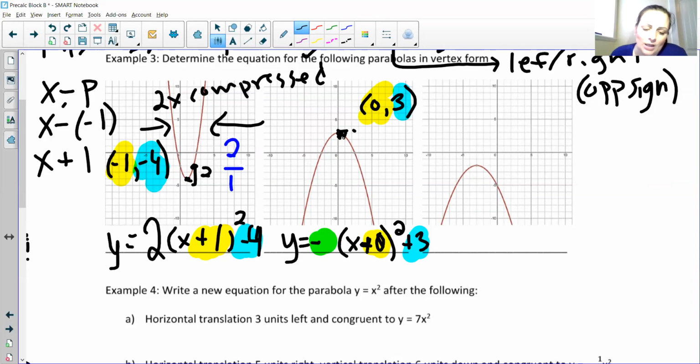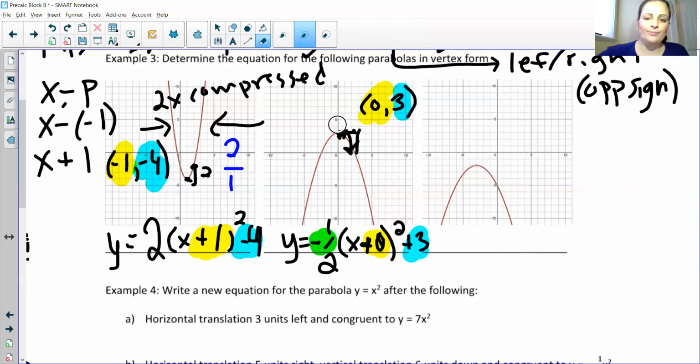Okay, so to double check that, that means it's compressed by a half, which is the same thing as being expanded by twice the amount. I'm going to go over 2 from here and go down 2. That means I've been 2 times expanded, which is the same thing as putting 1/2 here.